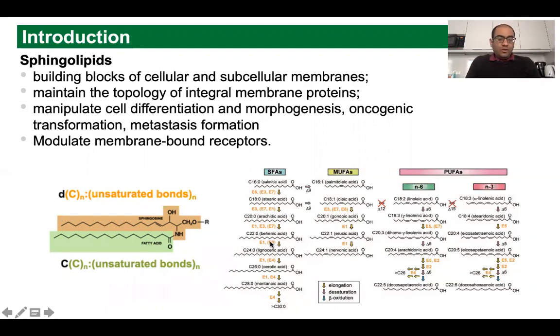To note, sphingolipid consists of sphingosine base, which is depicted in orange in here, and fatty acid chain length, which is depicted in green in here. And the synthesis of this sphingolipid takes place in endoplasmic reticulum with the incorporation of fatty acid chain length into the sphingosine base.